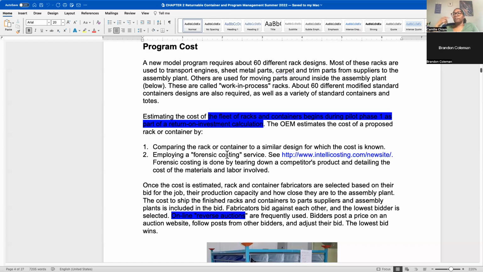There are, click on the link for IntelliCosting, companies that do what's called forensic costing. What they can do is tear down a competitor's product, and from that you can estimate, because a lot of the automotive companies share the same suppliers. So underneath the hood there are an amazing number of similar parts that you wouldn't see, or inside, behind the dashboard, or inside the seats, or in the steering wheel.